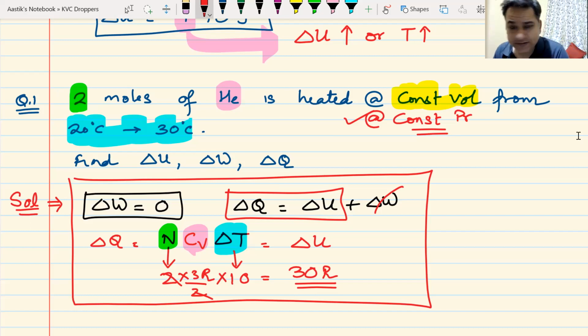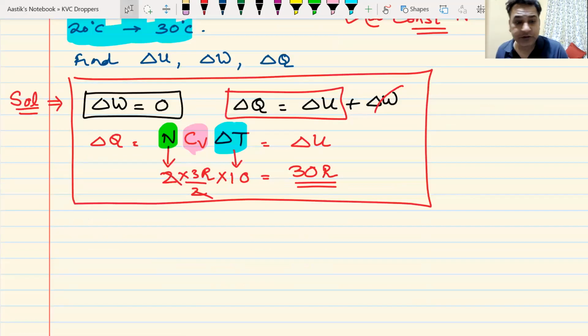I hope you all have done this. Yes or no? Okay. Now it's my humble duty to do my stuff here. So I'll raise my cursor. Yes, here. So it's my humble duty to do it now. How do I do it? First things first. I'm doing it for constant pressure.